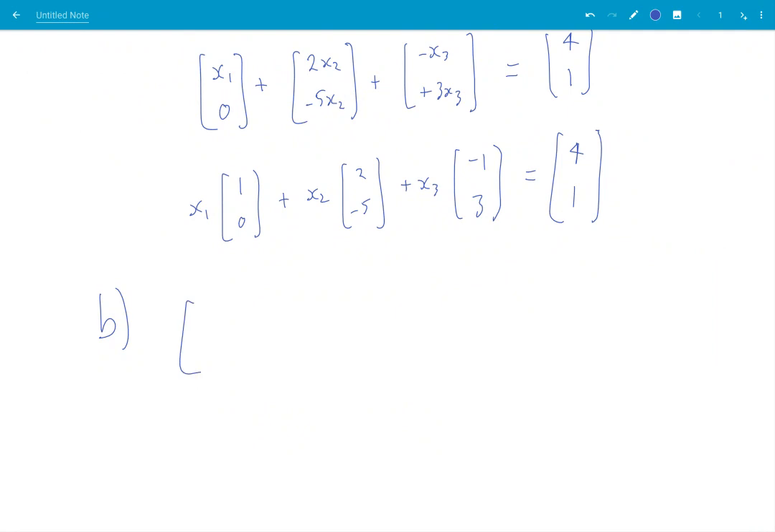So that's what I'll do. This is the first column of the matrix, second column of the matrix, third column of the matrix. So I just go ahead and write that down, and 1, 3. And then this is the first entry in the vector, second entry in the vector, third entry in the vector. And it still equals (4, 1).